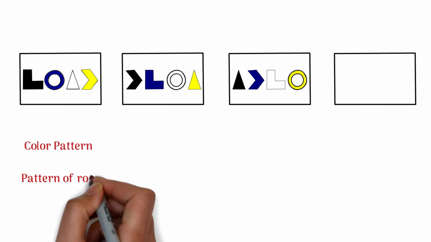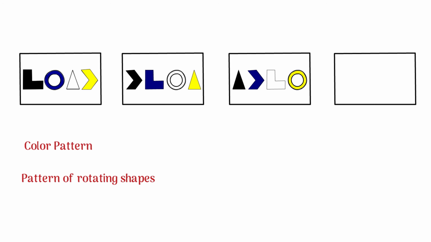The second pattern that you can see if you look closely is the pattern of rotating shapes. You can see that the rightmost shape in the previous rectangle always becomes the leftmost shape in the next rectangle.